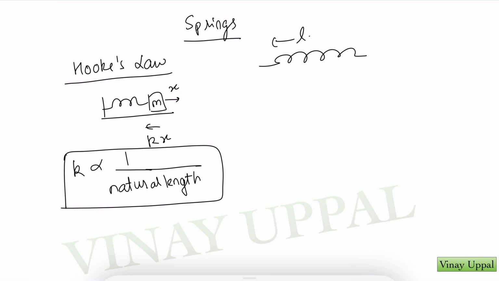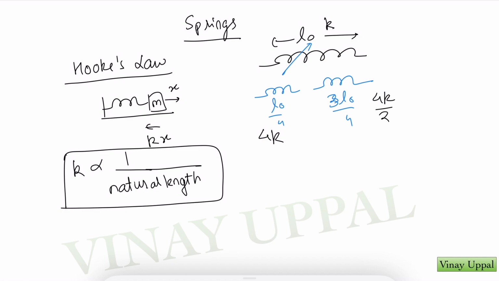Let's say I have a spring of natural length L0, and let's say I cut it in the ratio of L0 by 4 and 3 L0 by 4. So I've cut it in the ratio of 1:3. So L0 had a spring constant of K. So L0 by 4, because it is inversely proportional, will have a spring constant of 4K. And similarly, 3 L0 by 4 will have a spring constant of 4K by 3. So I hope you understood this concept.